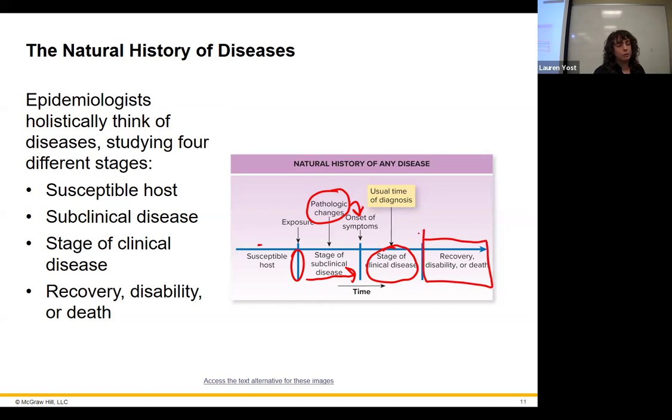Epidemiologists are pretty morbid, I'm not going to lie. Because that's kind of their job, right? They want to prevent people from dying. But recovery, disability, or death: those are your three choices if you get a disease. You have to do one or the other.